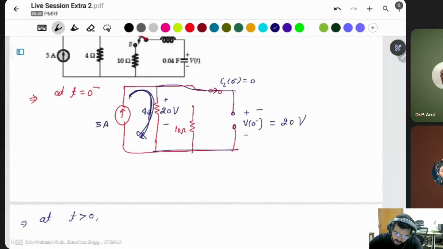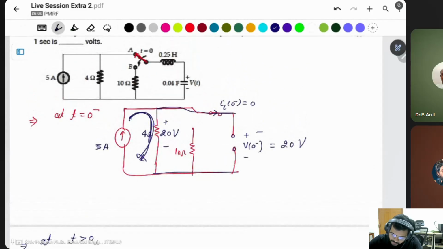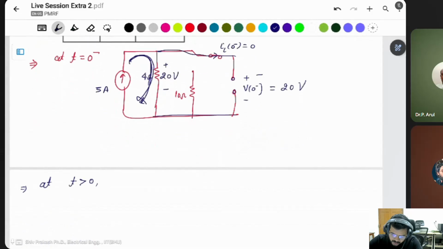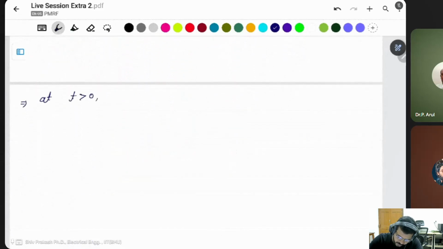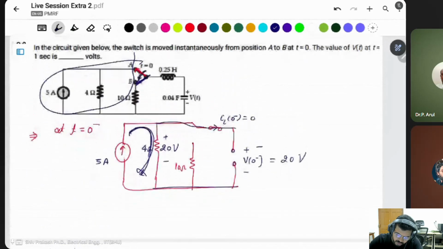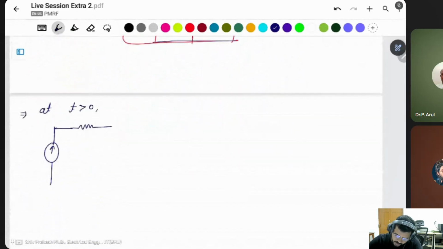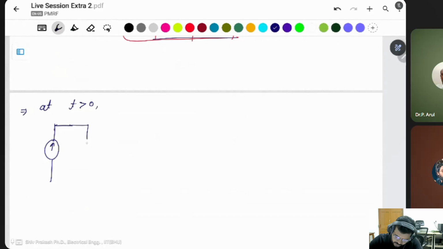First of all, I draw the circuit in time domain. Then after, I convert this into Laplace. This circuit is closed to this B position. It means this part has no meaning because of this open circuit. This current source and a resistor, sorry, a resistor in parallel, not series. This is open circuit.